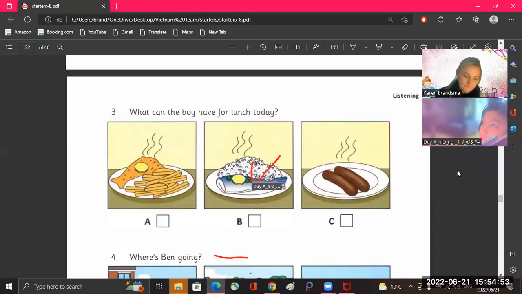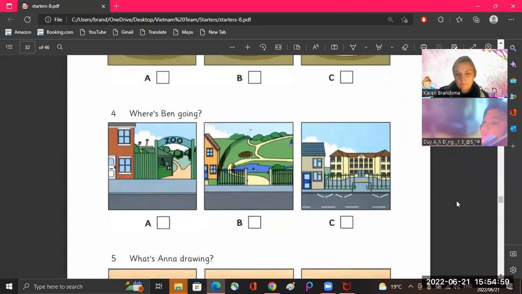4. Where's Ben going? Hello, Ben. Are you going to school? No. There are no lessons today. I'm walking to my friend's house. Oh, does he live next to the park? No. He lives next to the zoo.